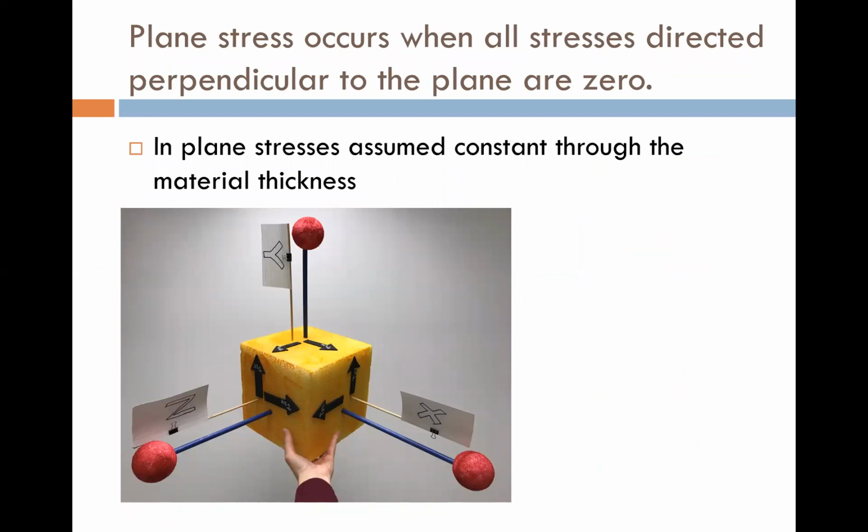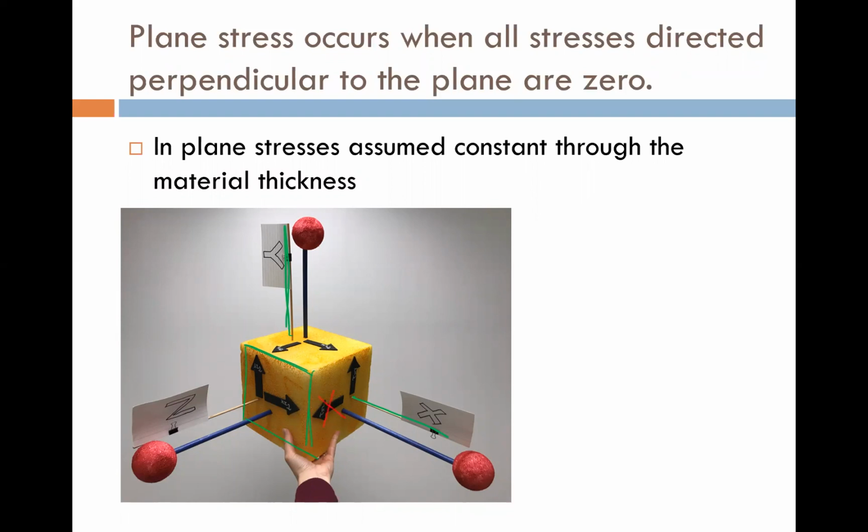There's a very special stress state called plane stress, and it occurs when all the stresses that are directed perpendicular to the plane are zero. So for example, if we're looking at an XY plane, so that would be something that is parallel to this face, I'm saying that all of the stresses perpendicular to that are zero.